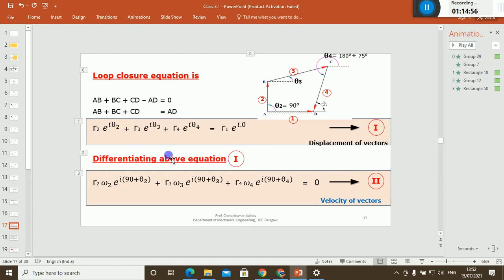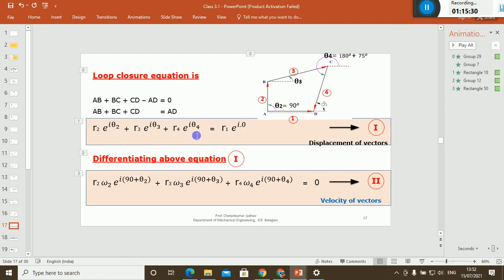After this, the first part is that you need to write down the loop closure equation. As I said, the summation of all the displacement vectors is 0. Just take AB, BC, and CD as positive, AD as negative because it is against. You know how to write the displacement of each vector, that is r e raised to i theta. You only change the suffix. If it is with respect to the second vector, just write 2; for the third vector, just 3. That is the displacement vector, which I denote as the first equation.